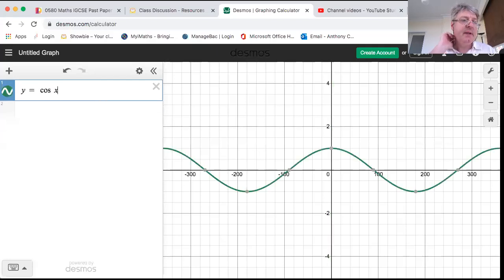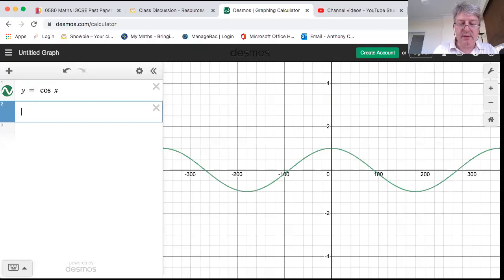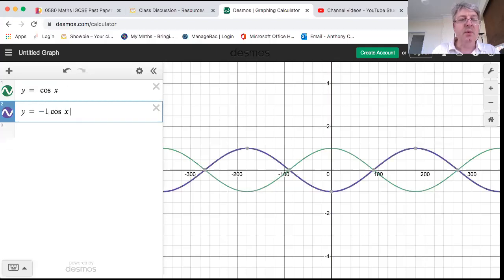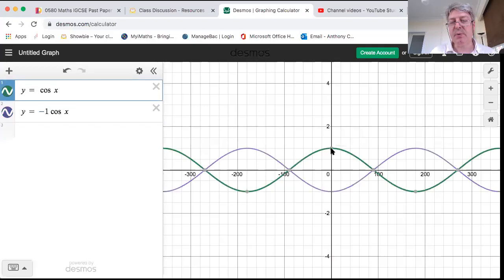There it is. And if we multiply cos x by -1, we get this shape here, and you'll immediately notice that the original green graph has been reflected in the x-axis. So this point here is moved on this side of the x-axis. The distance here is 1, this is 1, this is a reflection.